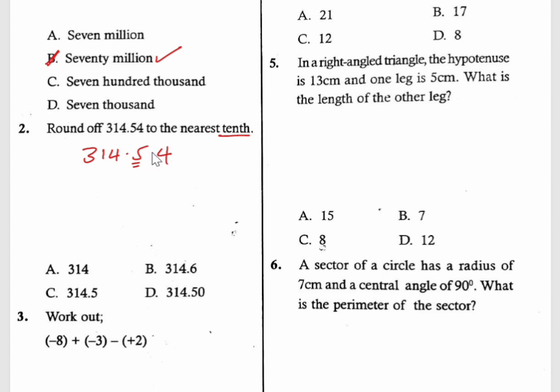So how do we round off? We look at the next number. If it is 5 or more, we add 1. And if it is less than 5, we drop the number. So you can see 4 is less than 5. Therefore, I'm going to drop it. So it becomes 314.5. And therefore, when I look at the options, you can see the correct answer is C.